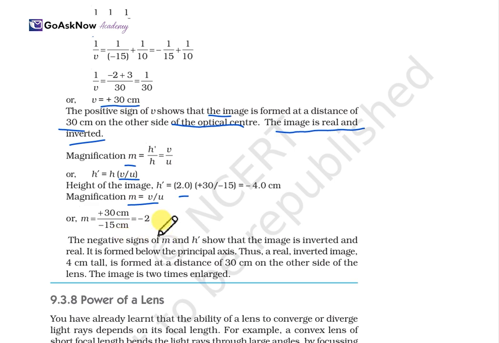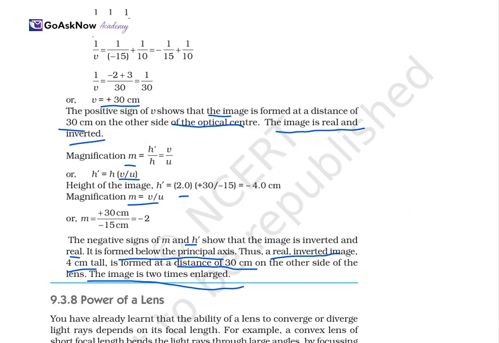So the negative sign for the m and h' shows that the image is inverted and real as well, and it is formed below the principal axis. Thus a real inverted image 4 centimeter tall is formed at a distance of 30 centimeter on the other side of the lens. The image is 2 times enlarged. So this is the result of the magnification as well.